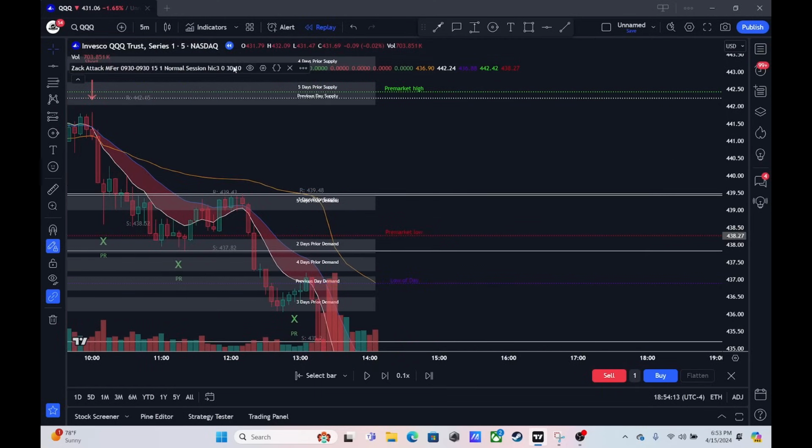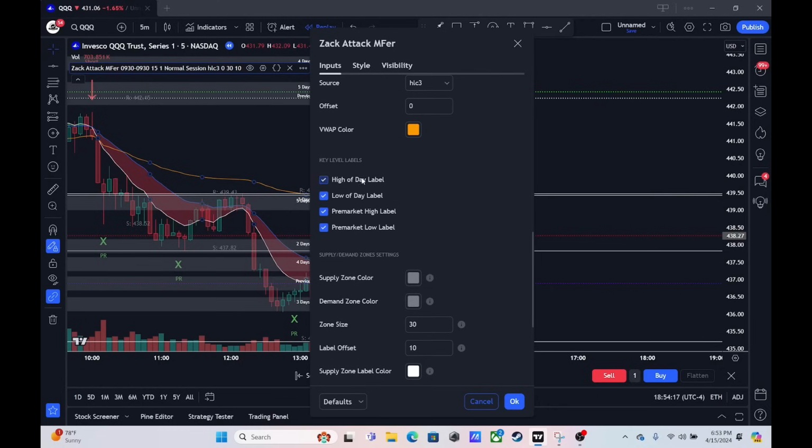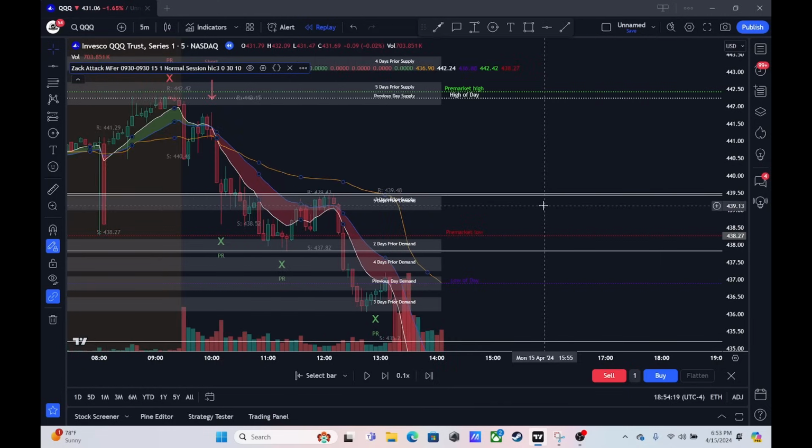So I'm going to go ahead and reset everything back to the default. Let's get all of our labels back on there. Now let's talk about supply and demand zones.